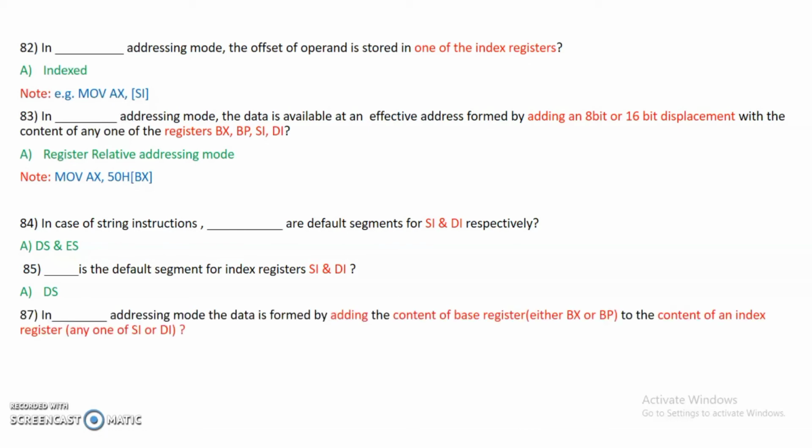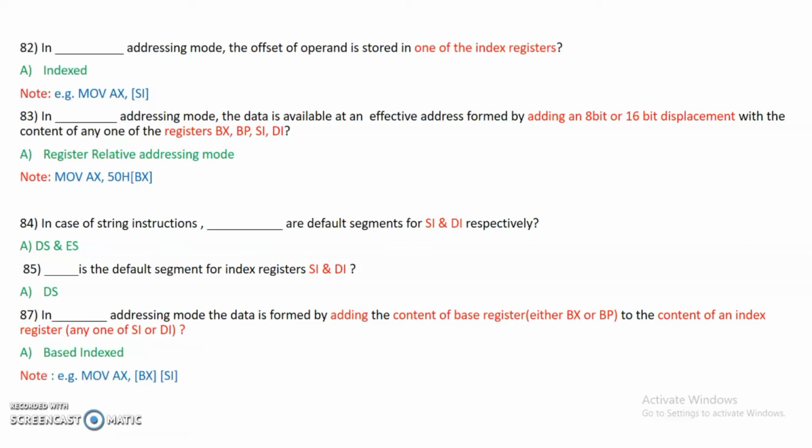Bit number 86. In dash addressing mode, the data is formed by adding the content of base register either BX or BP to the content of an index register, any one of SI or DI. So the answer will be base index addressing mode. So in the case of base index addressing mode, the data what we want is formed by adding the content of base register like either BX or BP to the content of any of the SI or DI register.